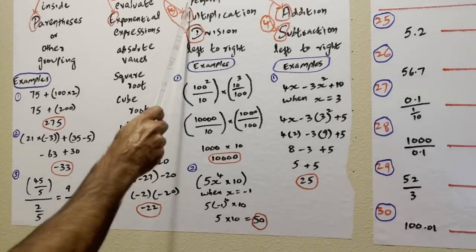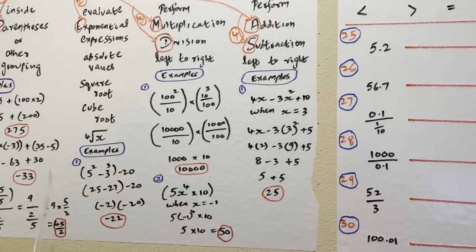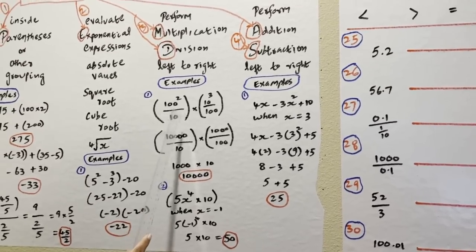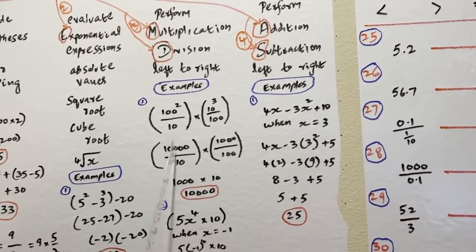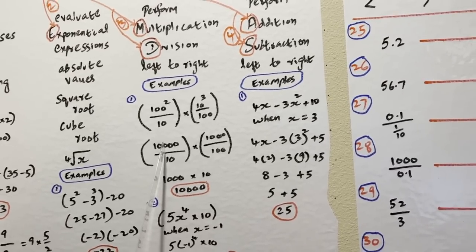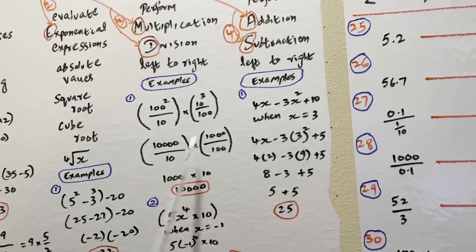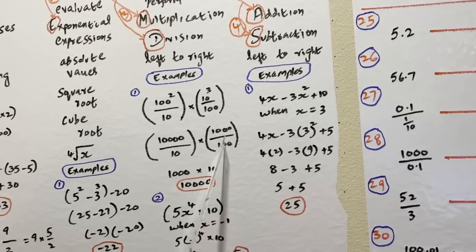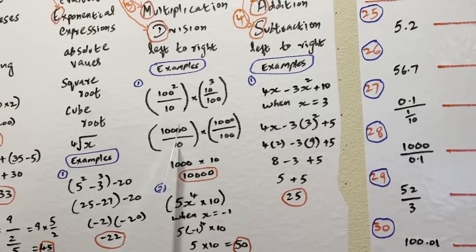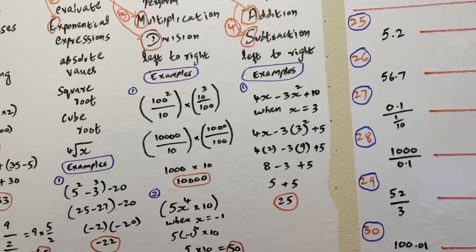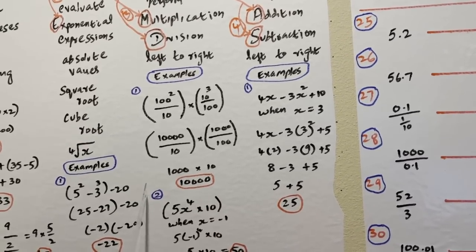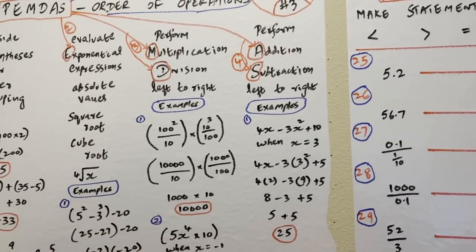Let's see the third one, multiplication and division, left to right. 100 squared divided by 10 multiplied by 10 cubed divided by 100. So this evaluates to 10,000, divided by 10. This evaluates to 1,000, divided by 100. So you can take these zeros out, 1,000. Take two zeros out, 10. 10,000 is the answer.